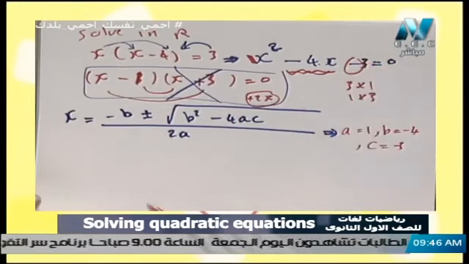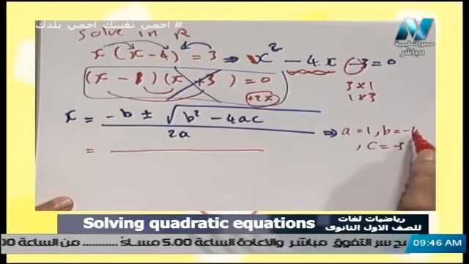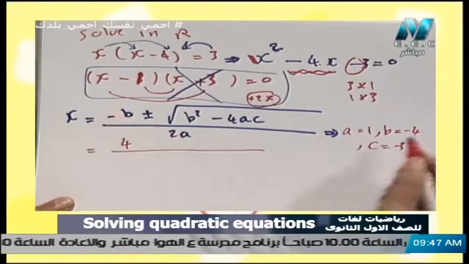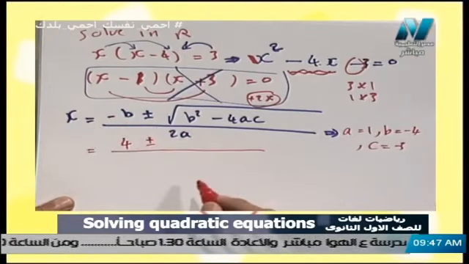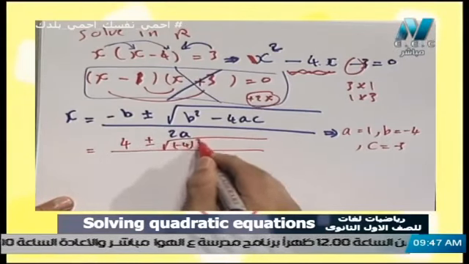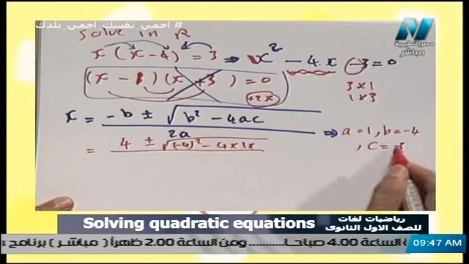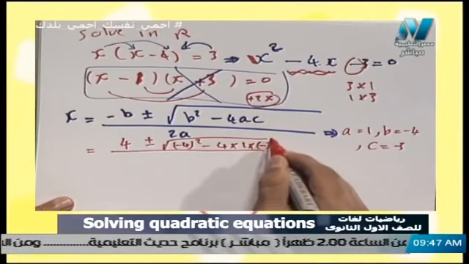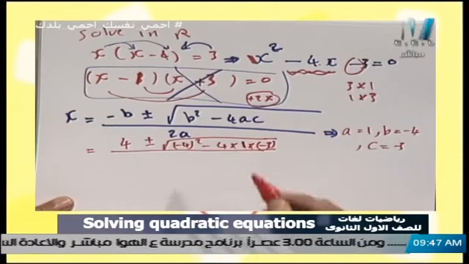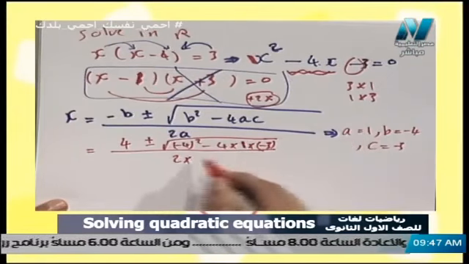Okay? And by substitution, we will find that negative b is the converse of b, which is negative 4, will be 4. Negative times negative equals positive. So here, plus or minus square root of b power 2, which is negative 4, all power 2, minus 4 multiplied by a, which is 1, multiplied by c, which is negative 3, and yes, put it in a bracket to make it well and to avoid mistakes, over 2a. 2 times a is 2.